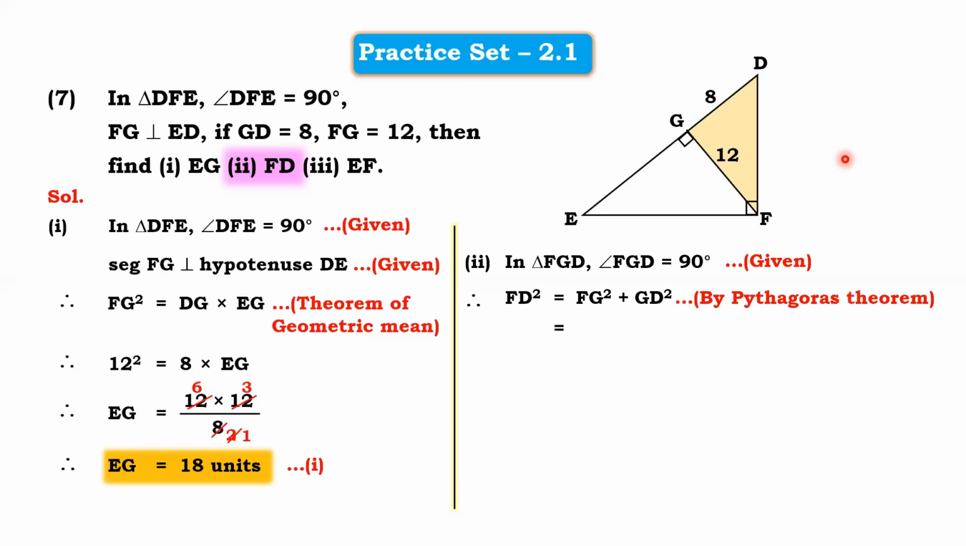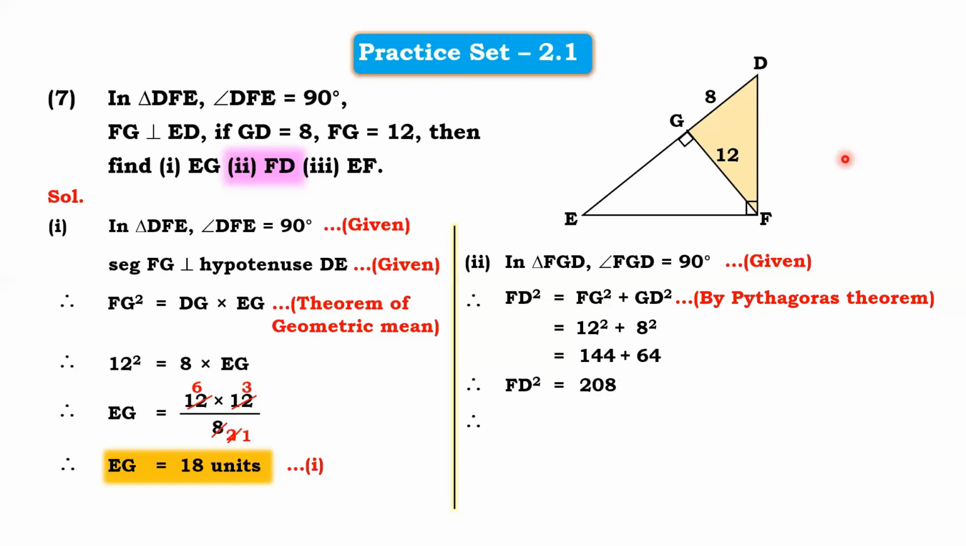So now we'll substitute the values. Value of FG is 12, so 12 square, plus GD is 8, so 8 square. 12 square is 144, plus 8 square is 64. Now if you add 144 plus 64, the total comes to 208. So we can say, therefore, FD square is equal to 208.